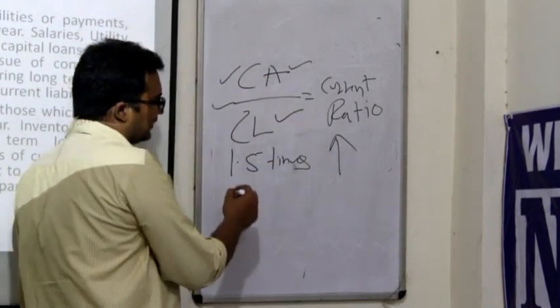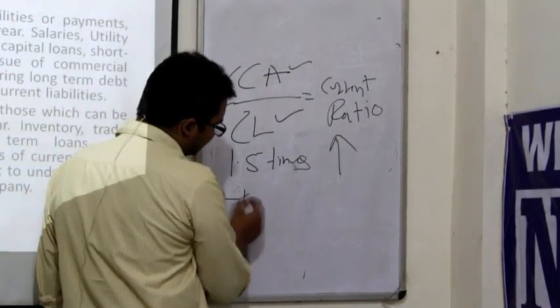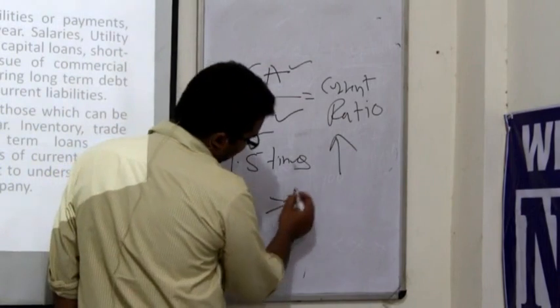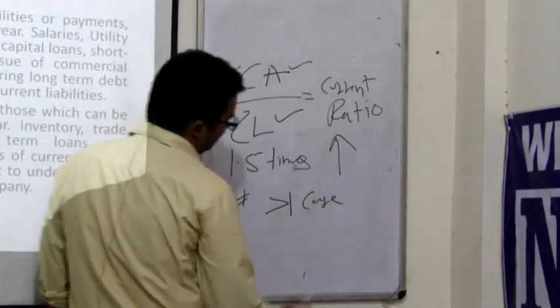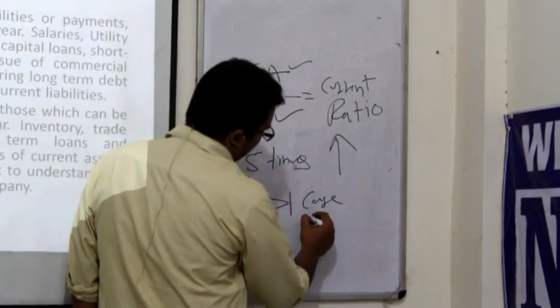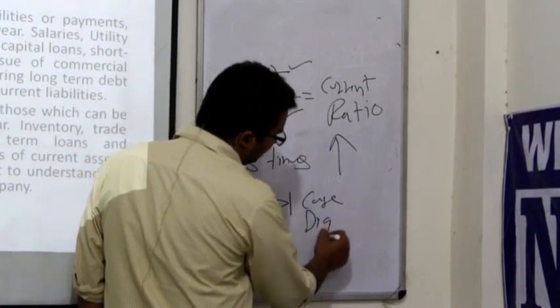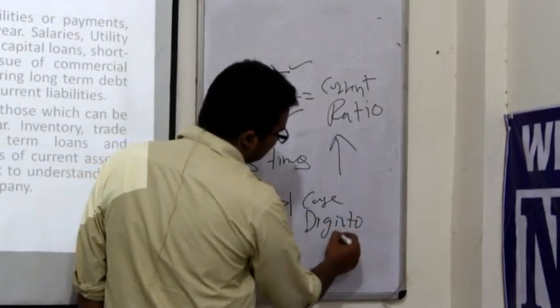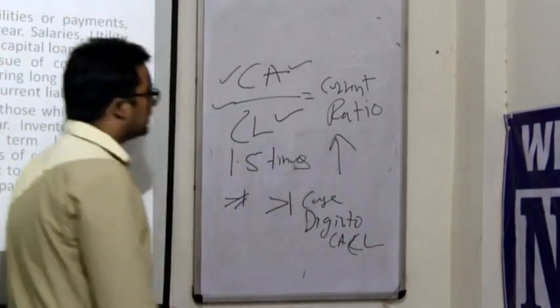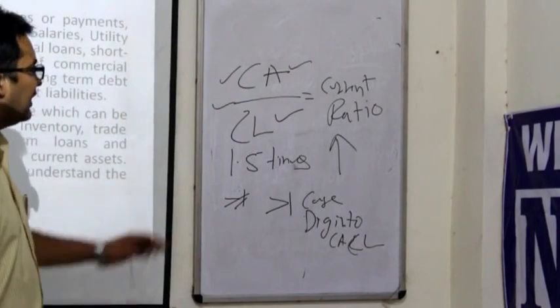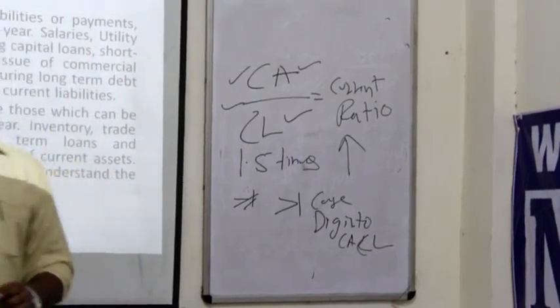If it is less than 1, that is a case we have to look into, where we have to dig into the current assets and the current liabilities. So we have to check whether the ratio is more than 1 or not. 1.5 is taken as the industry standard.